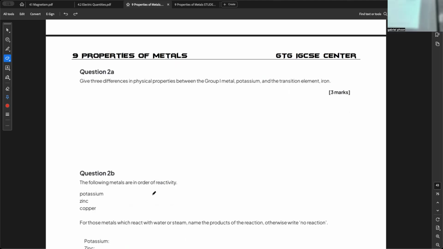If you find out the formula, what is the formula for iron 3 sulfate? First you need to know what the sulfate is. What's the ion of sulfate? SO4 2 minus, right?